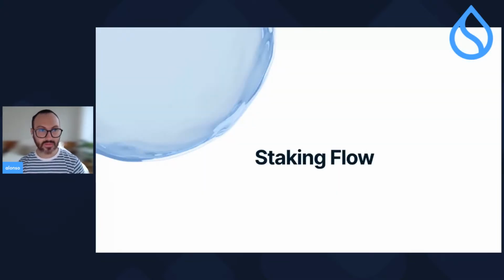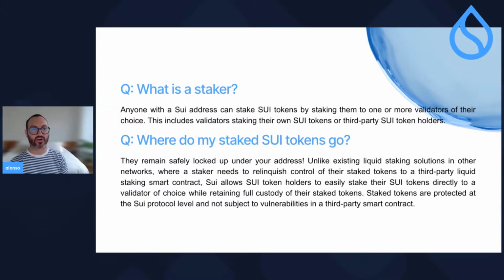Okay, so let me talk a little bit about how the staking flow works in Sui. Just to start with some very basic questions: what is a staker? So in Sui, a staker is basically anyone with a Sui address that has some Sui tokens. And the way it works in Sui is that if you have some Sui tokens, you can delegate your voting power from those Sui tokens to any validator of choice directly from your wallet. And anyone can do it. There are basically no restrictions on this. It's very seamless. Most of the clients, such as the Sui wallet and other types of wallets, will let you do this out of the box.